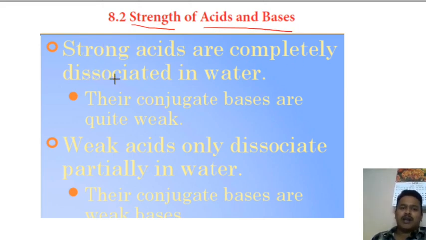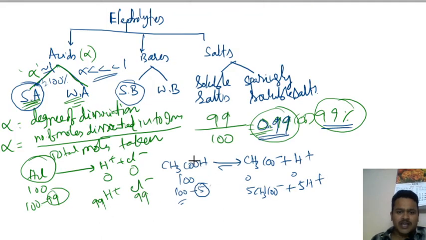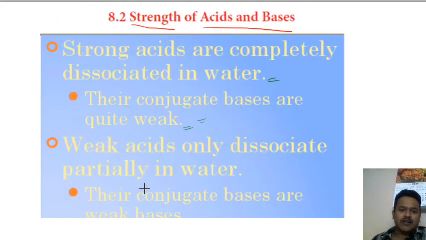Strong acids are completely dissociated in water, then it is called a strong acid. Their conjugate bases are quite weak. Remember this point; we are going to explain it in the other case. Weak acids only dissociate partially in water. For acetic acid, out of 100, only 5 dissociate. That is why it is called a weak acid. Their conjugate bases are weak bases.